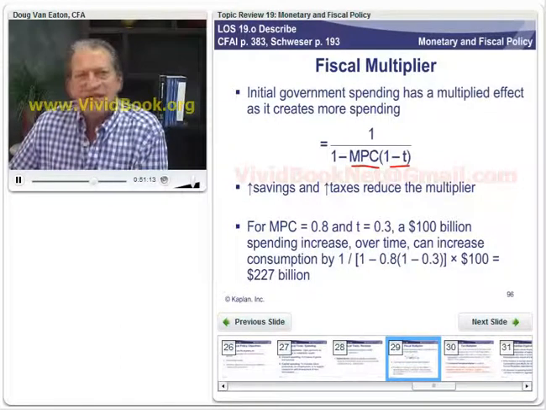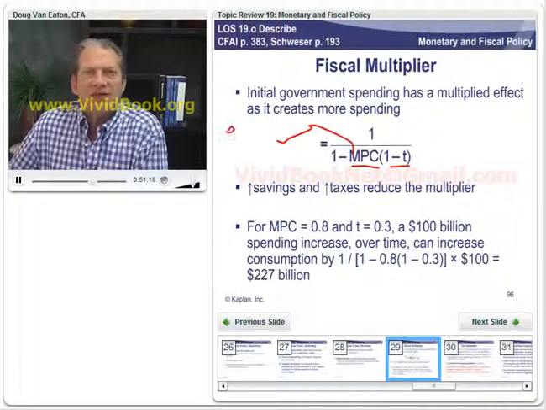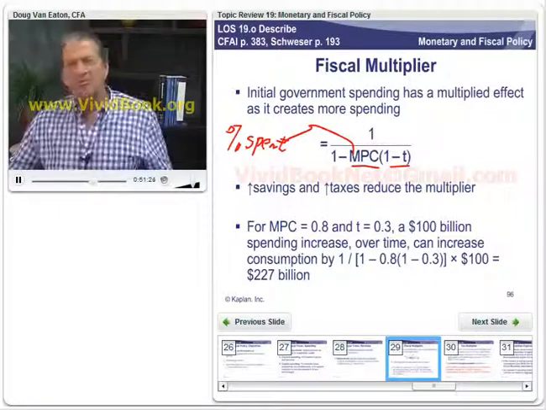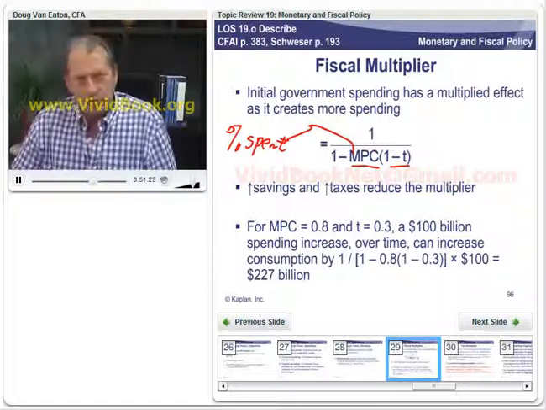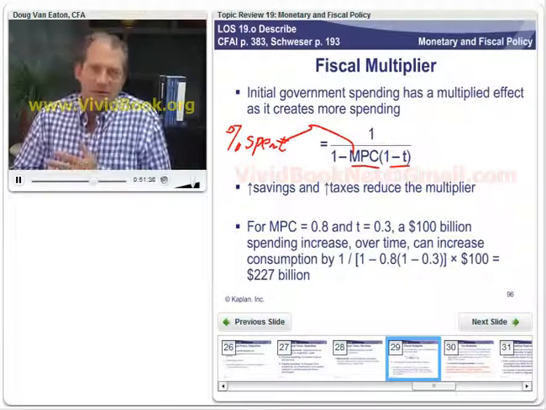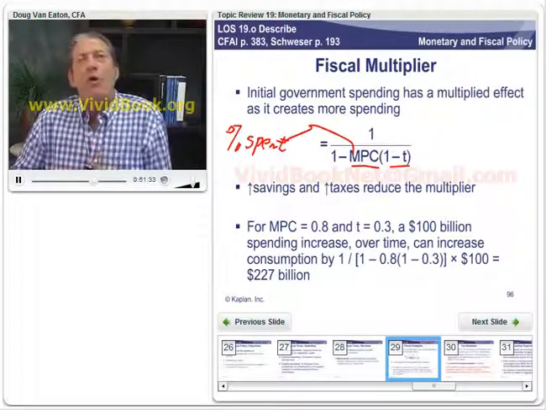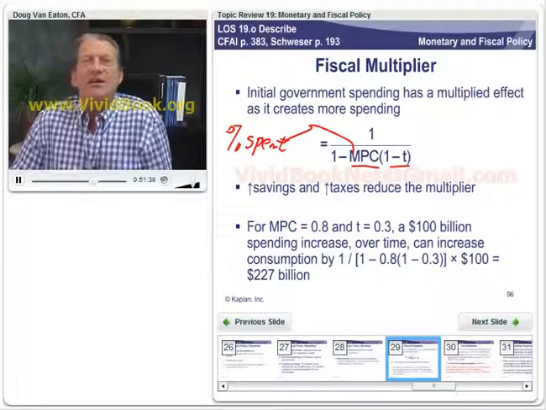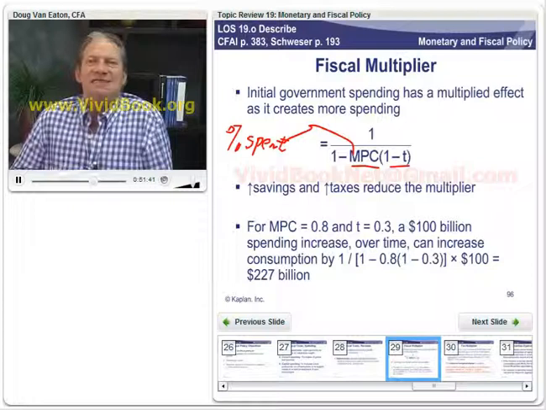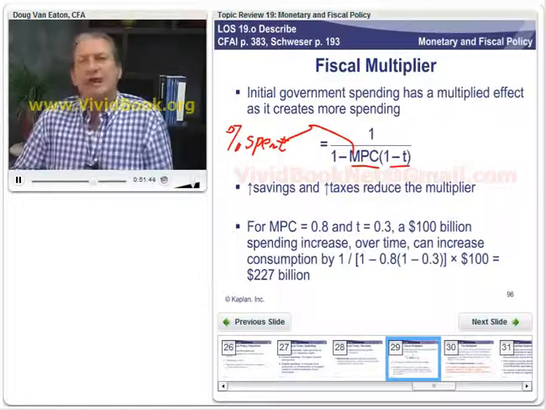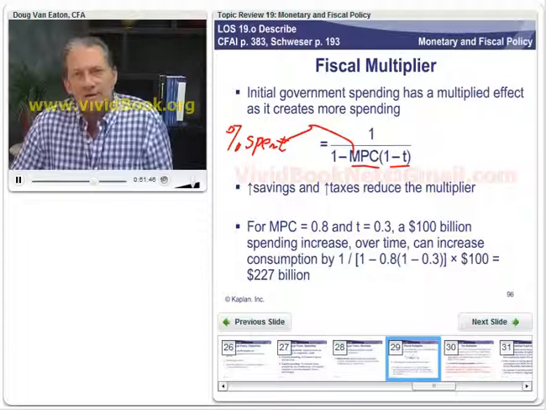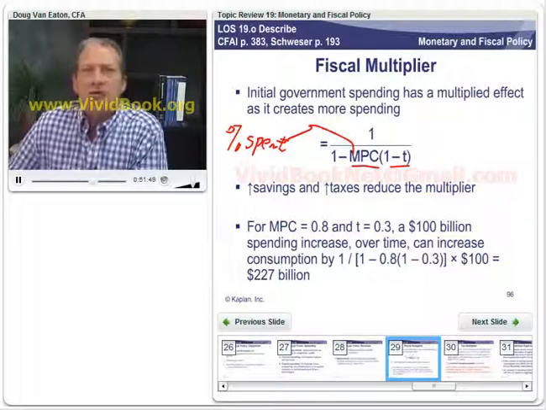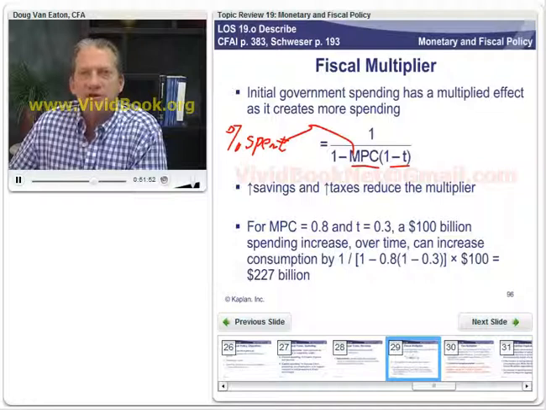Well, the MPC, that's the marginal propensity to consume. It's the percentage of a dollar that gets spent. Remember, dollars taken in by workers are either spent on consumption, saved, or paid to the government as taxes. So that's why we've got this in here. We want to capture how much gets spent out of each dollar once we take out savings and once we take out taxes. That's why we've got this marginal propensity to consume here.